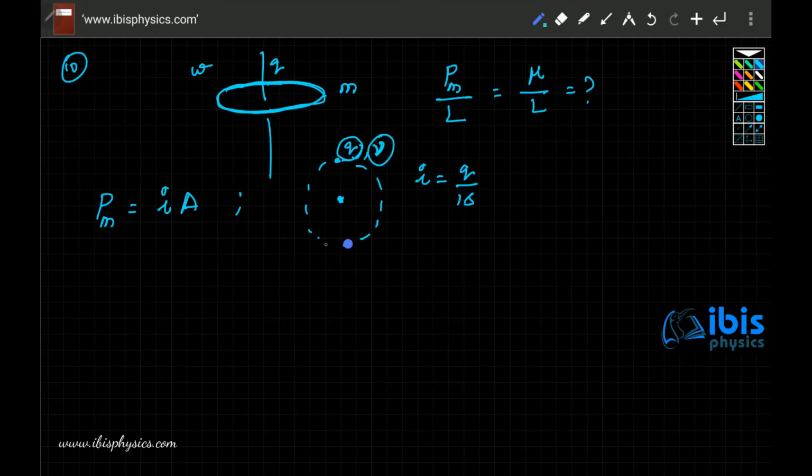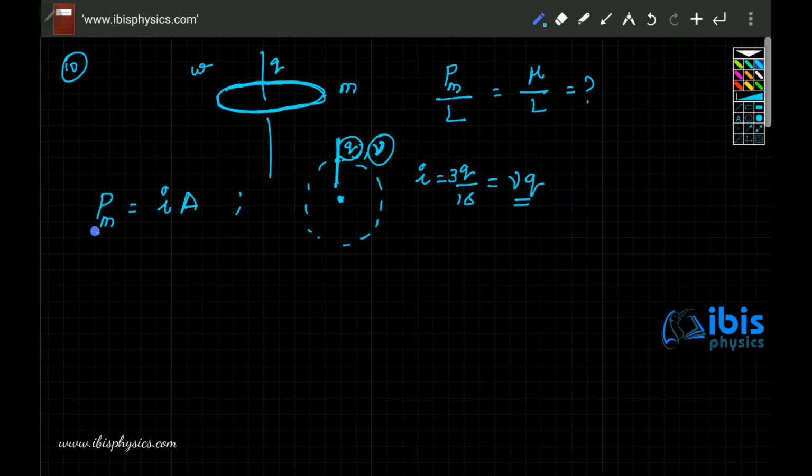If it moves 3 times around this in 1 second, then this charge q crosses this point 3 times. So the total charge flown is 3 times q. So if it moves 10 times, which is the frequency 10, then as you see here, the current when a charge moves around a circle is frequency into value of the charge. So this one you should know. Magnetic moment is current into area, and if a charge moves in a circle, the current is equal to charge into frequency.